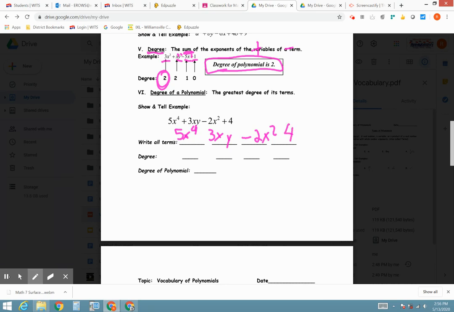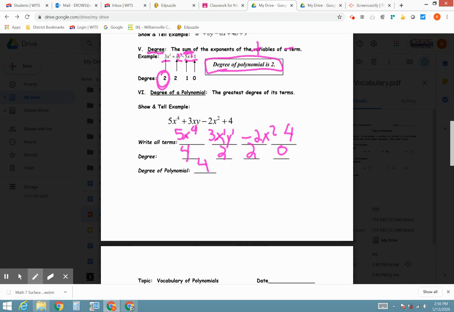The degree of 5x to the 4th, so the exponent, is 4. There are two exponents in this term, x to the first, y to the first, 1 and 1 is 2. The degree there is 2. The exponent in this term is 2. There is no variable with an exponent here, so that's 0. So the highest number is 4, so the degree of the polynomial is 4.